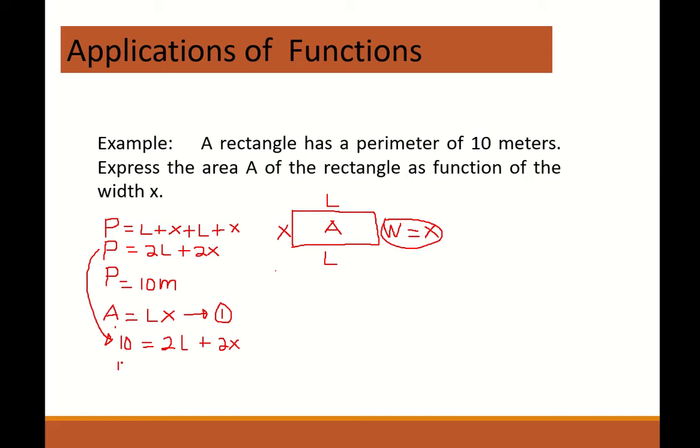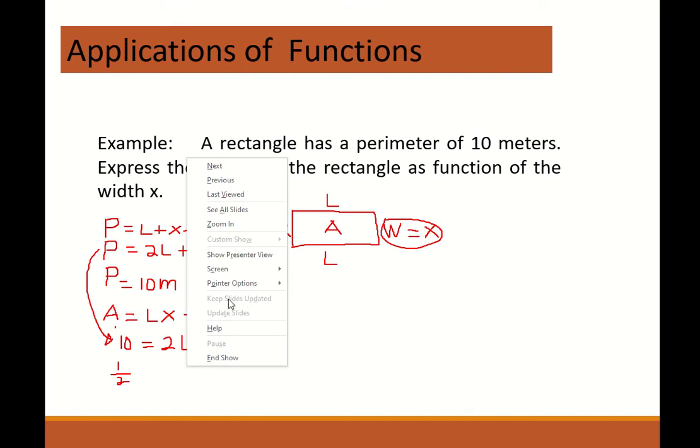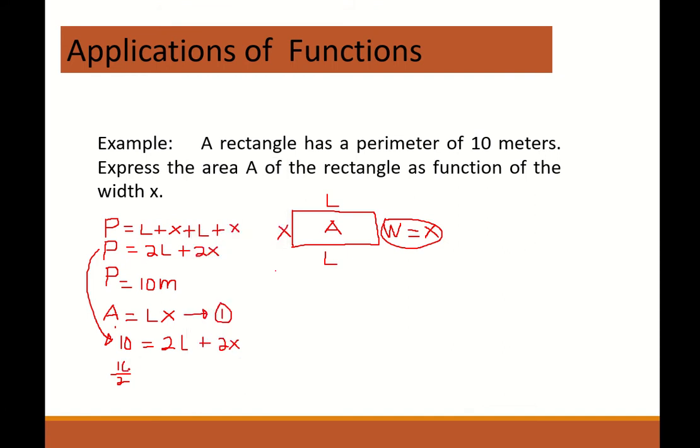So 10, you divide this by 2. We have 10 divided by 2 equal to, on the right side we have 2L, we divide this also by 2, then plus 2X, divide this also by 2. On the left side we have 10 divided by 2, so we have 5, and on the right side 2 divided by 2 is 1 times L, so we have L, then plus 2x divided by 2 is 1 times x, which is x.